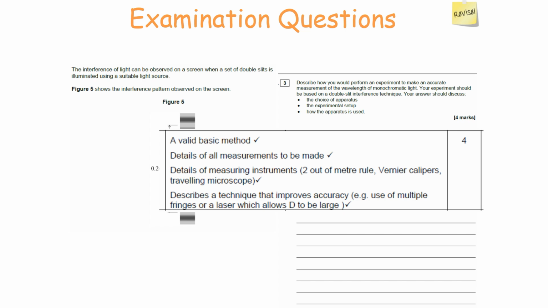You could then have a laser which allows the value of D to be quite big because again the bigger the value, the lower the percentage uncertainty. So always think to yourself, A, how can I do a method to get accurate results? B, what values am I going to measure and how am I going to measure them? What devices am I going to use to measure them? And then finally, how can I make sure my values are as accurate as possible? And think about the practicals you've carried out in physics to do this.